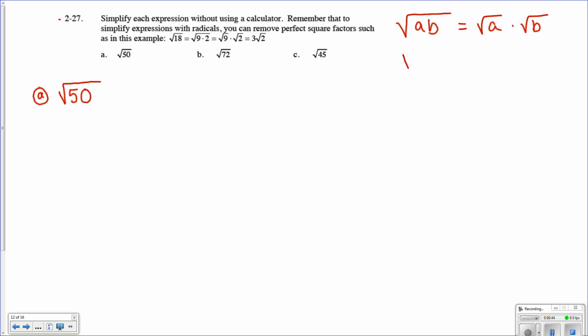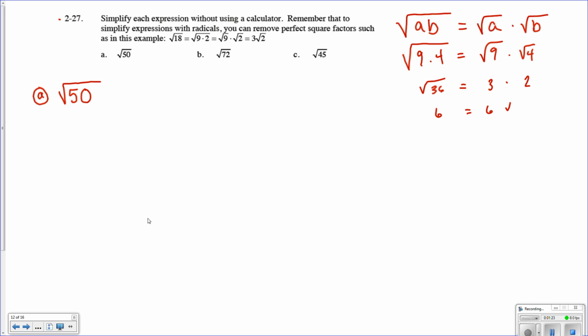For instance there, if I said the square root of 9 times 4, which we know is 36, so the square root of 36 is the same thing as the square root of 9 times the square root of 4. And let's see, square root of 36 is 6, square root of 9 is 3, square root of 4 is 2, 3 times 2 gives us 6, and you know you're right. So this is just so you can see the general rule.